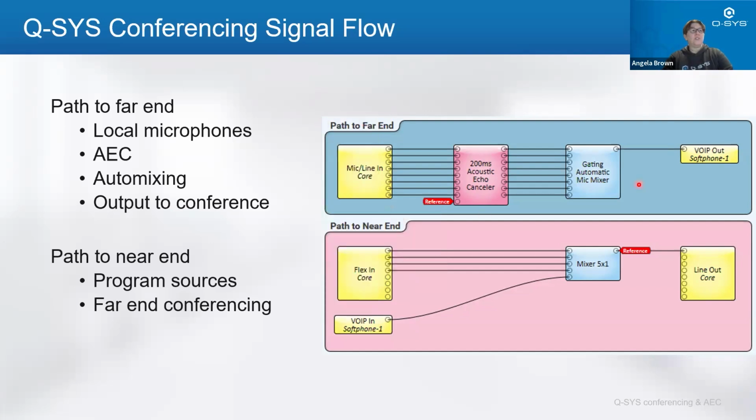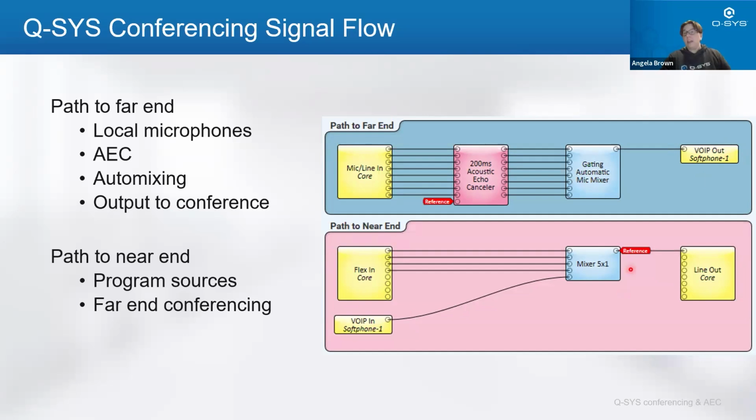Let's start with our path to the far end. The path to the far end starts with my microphone, the microphone on the near end. So our microphone comes in, goes into our acoustic echo canceller, comes out, and goes into a mixer of some kind: a gain sharing mixer, just a mixer, a gating mixer. We tend to like gating mixers, and for a very specific reason, which we'll talk about here. And then it goes to the far end.